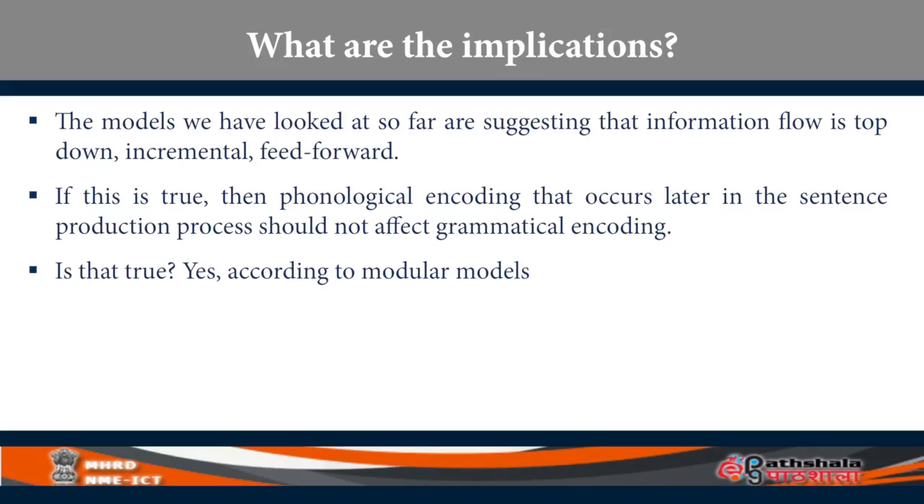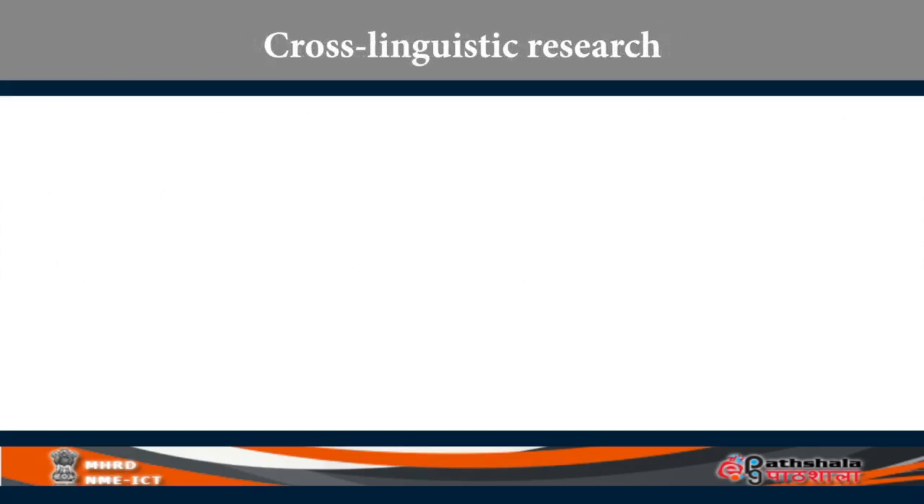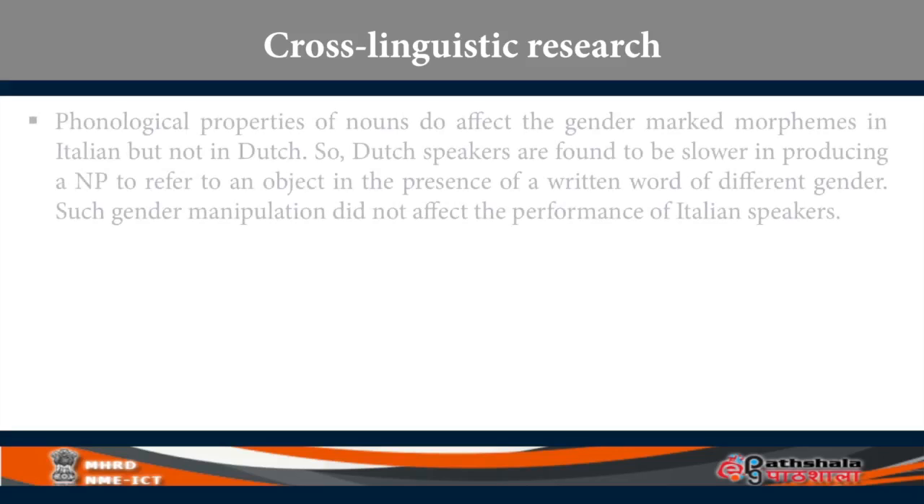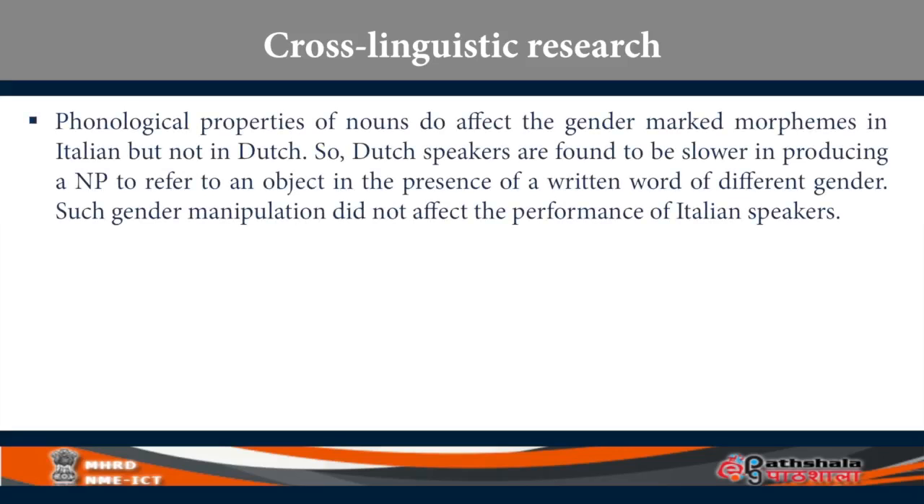But a whole lot of cross-linguistic research since the late 80s and 90s has shown that phonological properties of nouns do affect gender-marked morphemes in Italian but not in Dutch. Dutch speakers are found to be slower in producing noun phrases to refer to an object in the presence of a written word of different gender. Such gender manipulations did not affect the performance of Italian speakers. You will have to consult the e-text to get more details about some of these points.